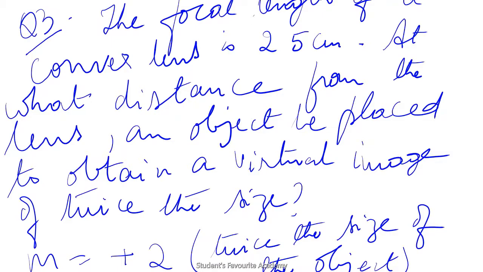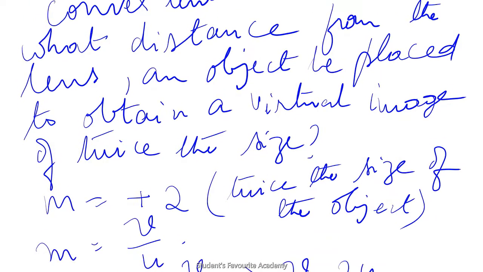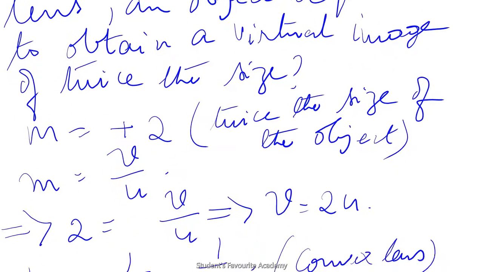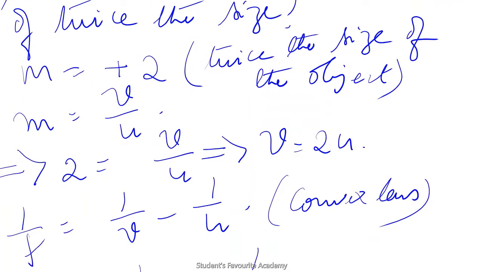Twice the size means it is magnified. So magnification is 2, M is equal to 2, because it is 2 times bigger. M is equal to V upon U. So substitute M is equal to 2. So 2 is equal to V upon U, or V is equal to, if you cross multiply, 2U.